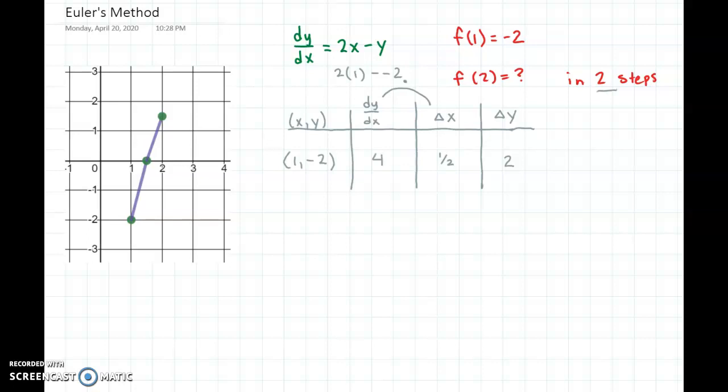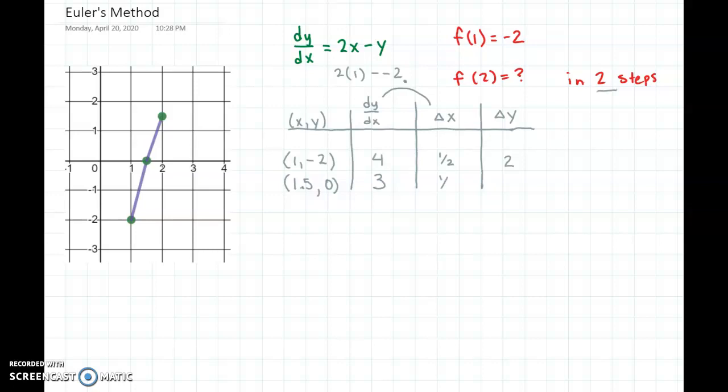Okay, so then we look at what is our next point. Well, because we have a delta x of 1/2, our next point would be at 1.5. And our y-coordinate started at -2 and had a change of +2, so our y-coordinate is now 0. Then we go back and calculate our new slope. Our new slope would be 2 times 1.5, which would be 3, minus 0. So our new slope is 3. Our slope looks like it's decreasing. Our slope is changing. It's getting smaller.